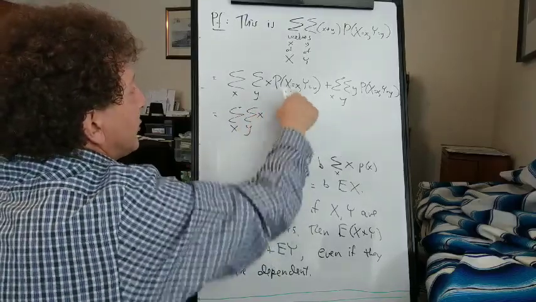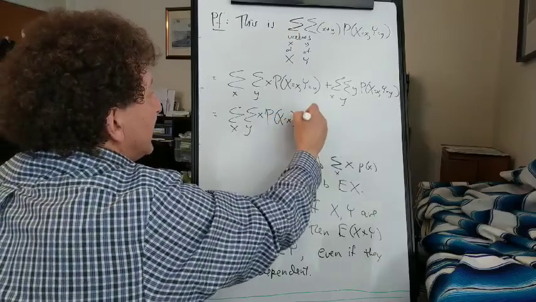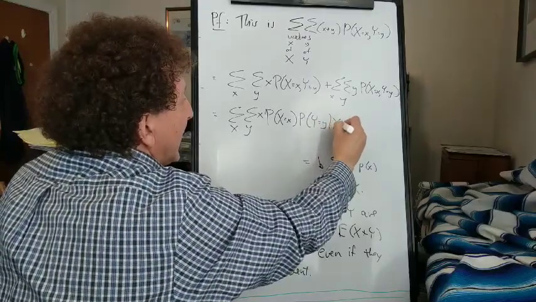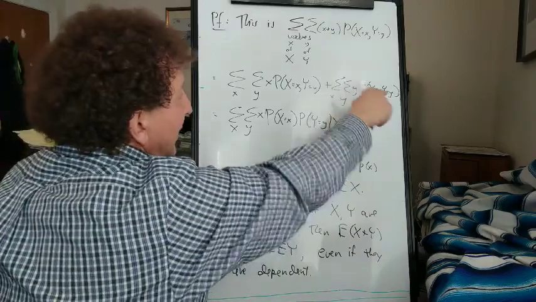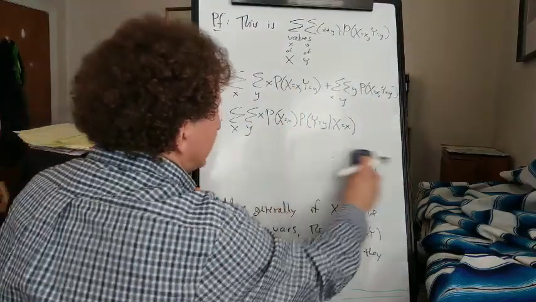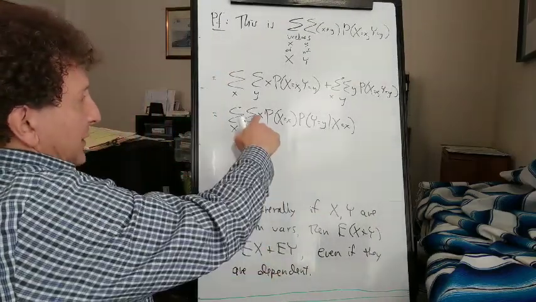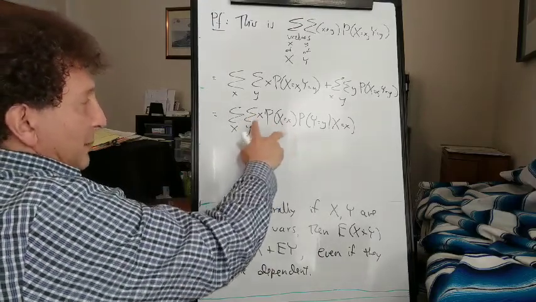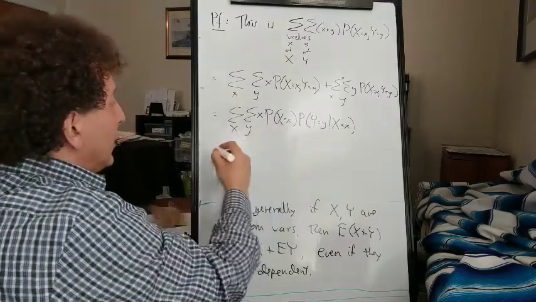Now we can rewrite this product as the probability that capital X equals little x times the probability that capital Y equals little y, given that capital X equals little x. And let me leave that other sum alone for now. We can just work on the first sum. Alright, this little x and probability that capital X equals little x can come outside of the y sum because there's no y's in there. So these are just constants as far as sums over y go.